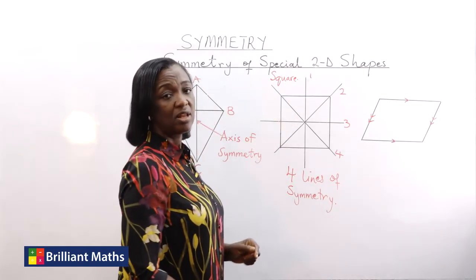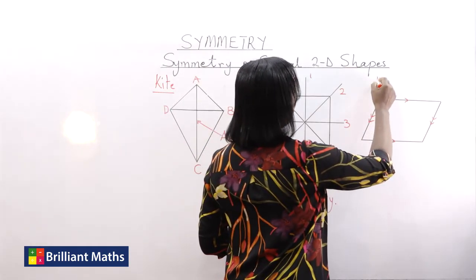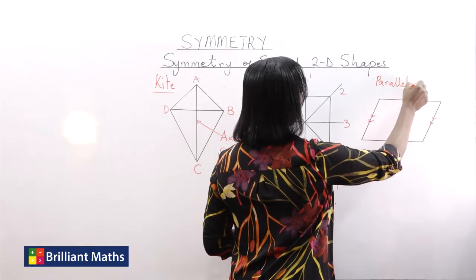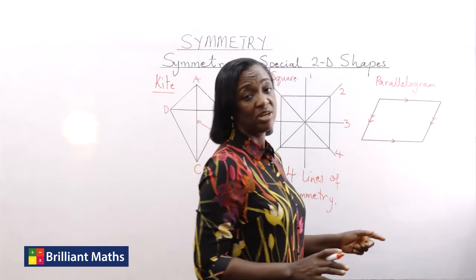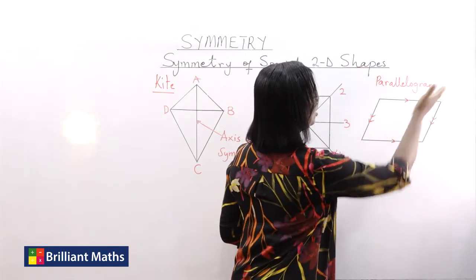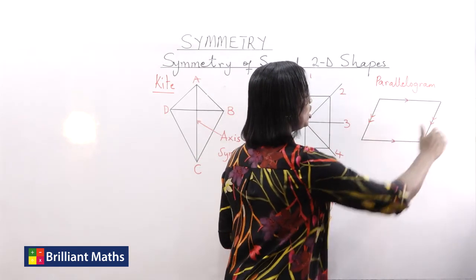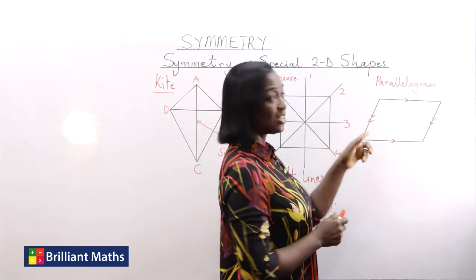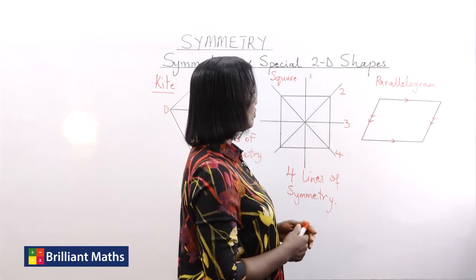So we can see the four lines of symmetry. Then we have a parallelogram. The parallelogram has no line of symmetry. It has no axis of symmetry. If you draw the diagonals, it will not be a line of symmetry. There's no way you split the shape to get a line of symmetry. However, it has point symmetry, like we had seen earlier on.